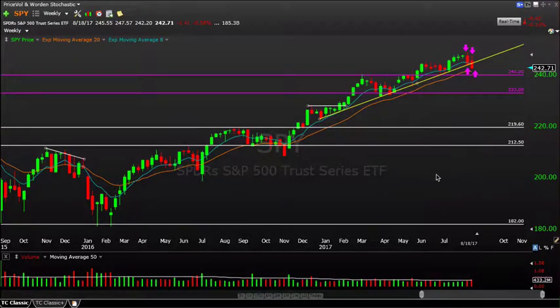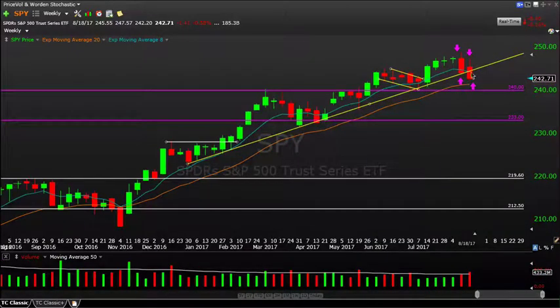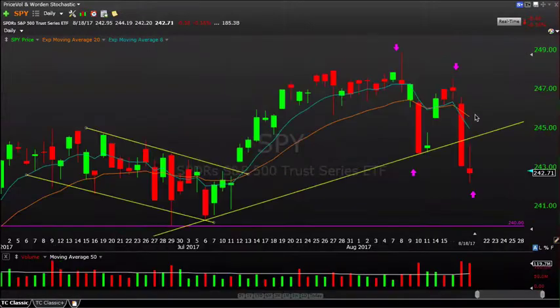So getting some mild follow through to last week's snap of multi-week support. And you can see now we are below the 8-period EMA, which is now declining, on the weekly chart, still above the 20-period moving average on the weekly.